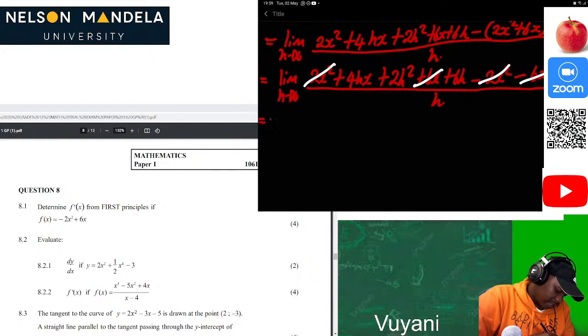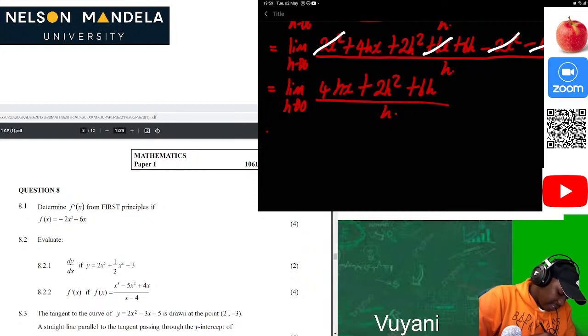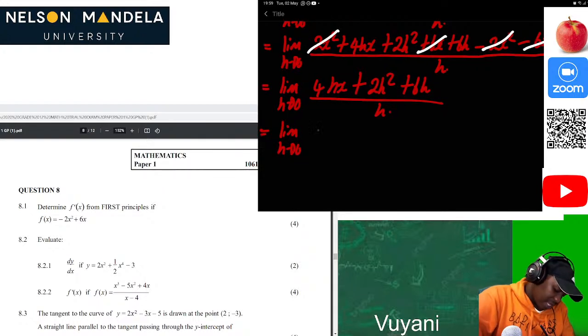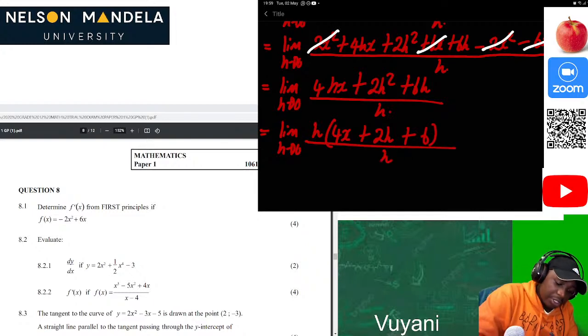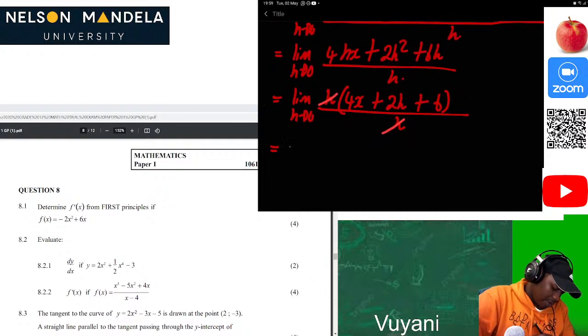Again, we don't drop our limit, so we proceed as the limit as h approaches 0 of 4hx plus 2h squared plus 6h, divided by h. Then we can see that we have a common factor in the numerator, which is h. So we take it out, and we have h times 4x plus 2h plus 6, divided by h. Then we can see that this h and this h can cancel each other. From that point we are happy, because we are now left with the limit as h approaches 0 of 4x plus 2h plus 6.